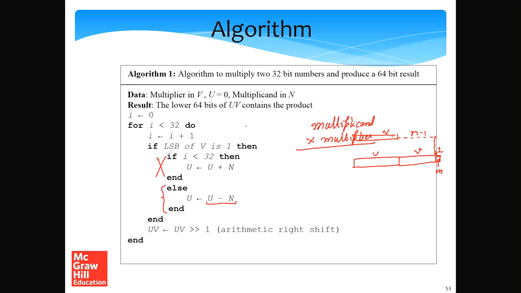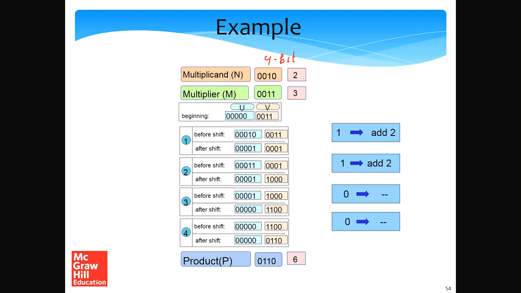So let us consider 2 points, which is before the shift, and one more point, which is after the shift. Before the shift, we'll consider the LSB of the multiplier. So the LSB is 1. So we will add the multiplicand to register U, we'll add 2. So before the shift, we'll have 0, 0, 0, 1, 0 because the multiplicand is added. And we'll have the multiplier, which is 0, 0, 1, 1, which was already loaded at the beginning.